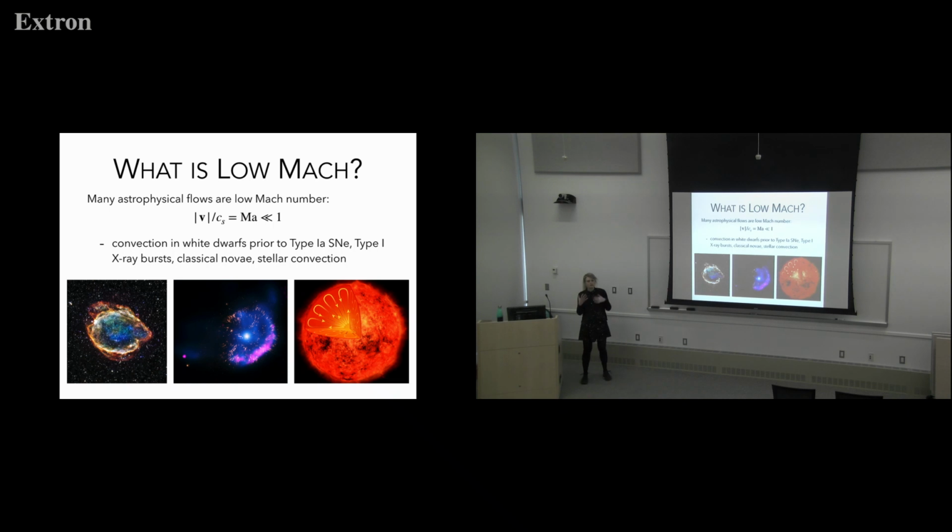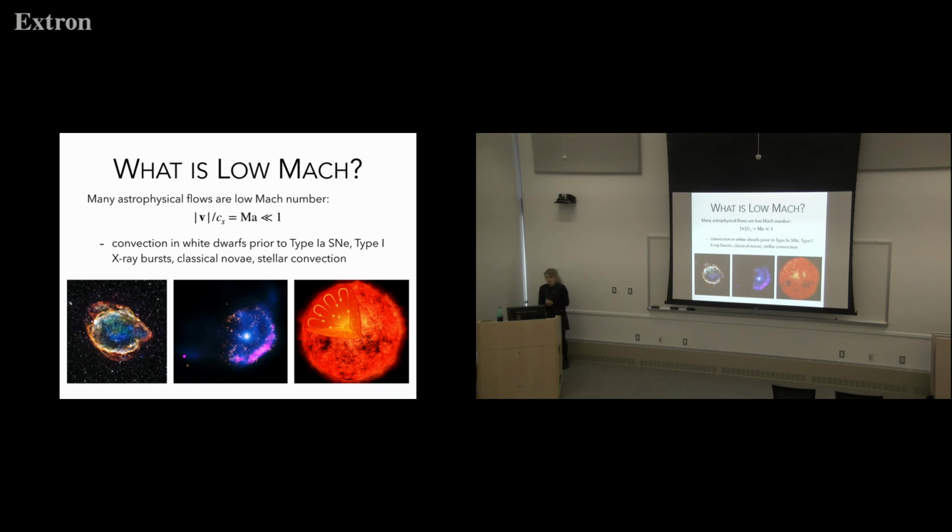So lots of flows in astrophysics are what we call low Mach number. So essentially that means that the speed of propagation of a flow is a lot less than the speed of sound. So if you take the ratio of the velocity of the fluid and the sound speed, it gives you the Mach number, and that's a lot less than 1.